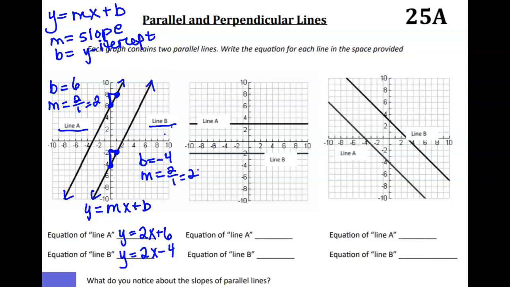Now let's look at the next example. Now I have horizontal lines. This is our special case, and we like to think of HOI for horizontal. It means the equation of the line starts with y equals. In this case, line A, y is equal to, and we look at where it's crossing the y-axis, it's just equal to 3. And line B is actually crossing at -2, so y is -2.